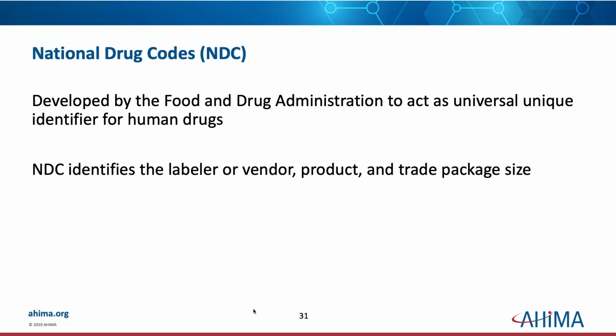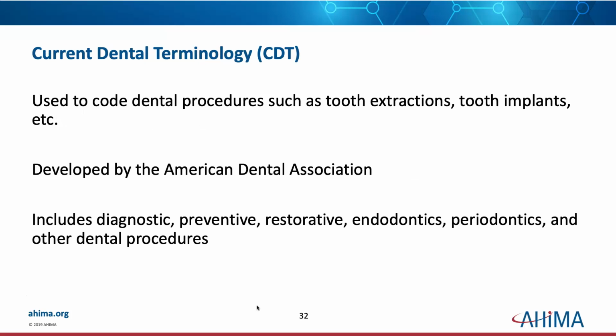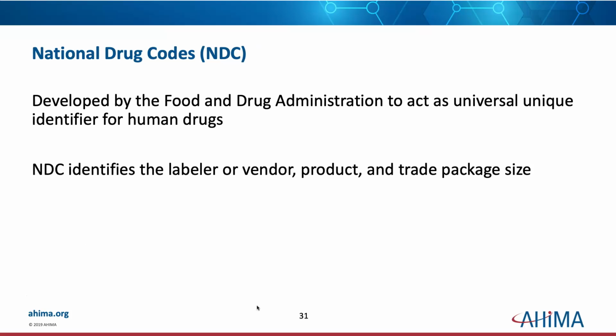Moving on to National Drug Codes, NDC. These were developed by the FDA to act as a universal unique identifier for human drugs. Notice that human drugs doesn't include animal drugs. NDC identifies a labeler or vendor, product, and trade package size. And at the bottom of page 209, there's Table 12.1 where they give you examples of National Drug Codes. So you can see those.